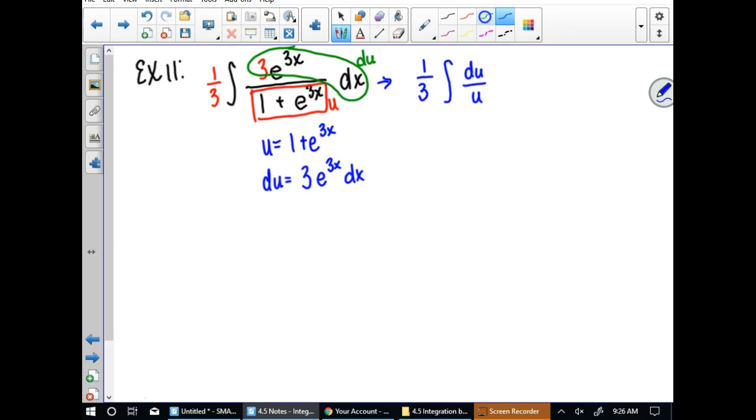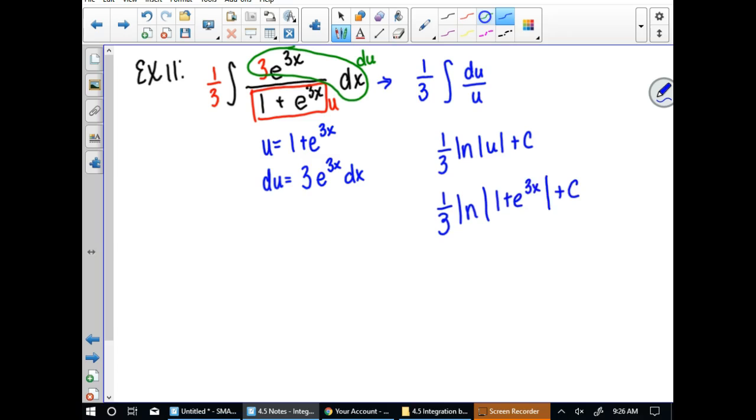And when we integrate du over u, what do we get? Natural log of the absolute value of u plus c, and then we just plug in 1 plus e to the 3x.